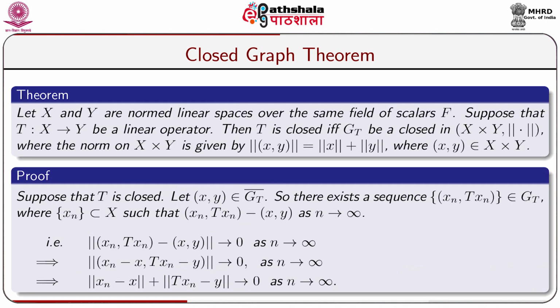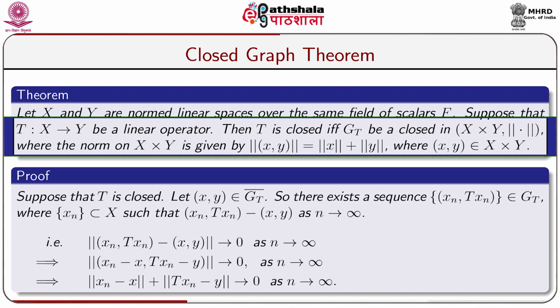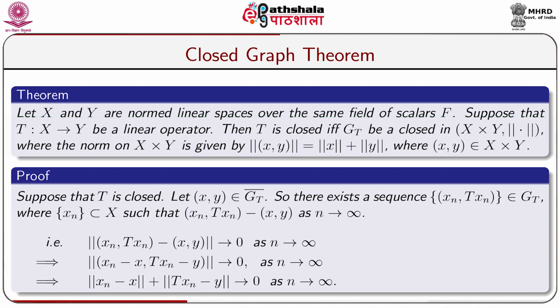Now we get a theorem. Let capital X and capital Y be normed linear spaces over the same field of scalars capital F. Suppose that T from X to Y is a linear operator, then T is closed if and only if the graph of the operator T is a closed set in X cross Y with respect to the given norm in X cross Y, where the norm in X cross Y is given by the norm of the pair (x, y) is equal to norm of x plus norm of y, where (x, y) belongs to X cross Y. The proof runs as follows. Suppose that T is closed.